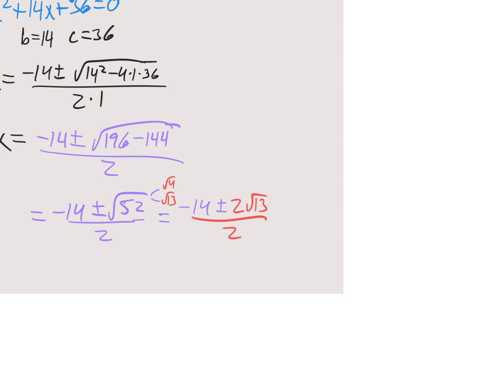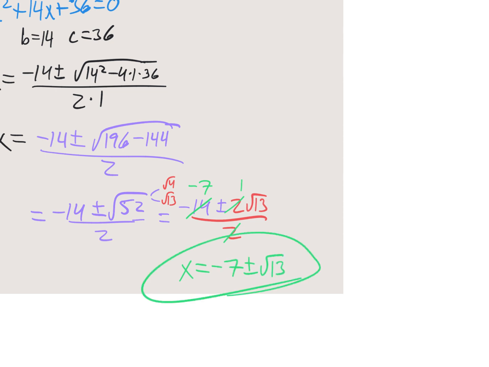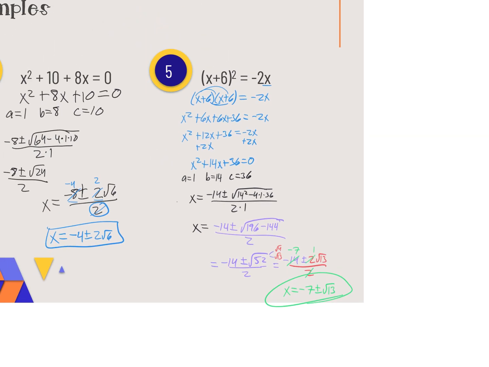And then just like the others, we want to simplify the top and the bottom, right? So the top, everything on the top can be divisible by 2. All right, so let's divide everything by 2. We should get negative 7, and then this goes away, and then the bottom goes away also. So we get x equals negative 7 plus or minus the square root of 13. All right, and that's solving by the quadratic formula.